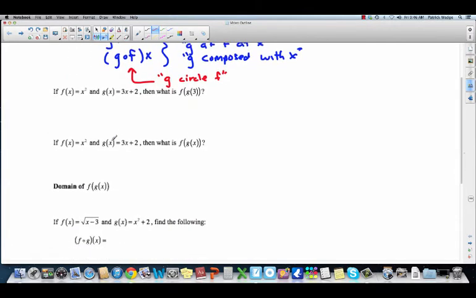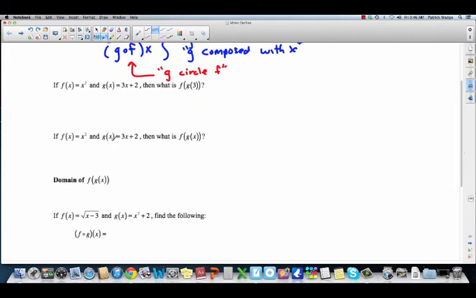All right, so let's try this. It says f of x equals x squared and g of x equals 3x plus 2. Then what's f of g of 3? Okay, so what you should do here, always do, and this is important, put a star there, always start with the last function.